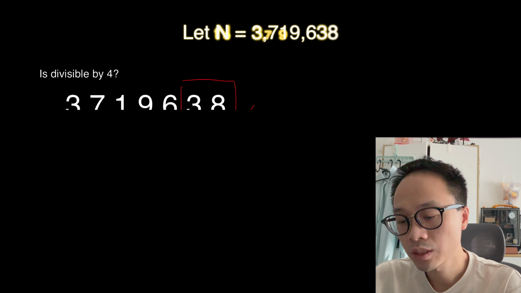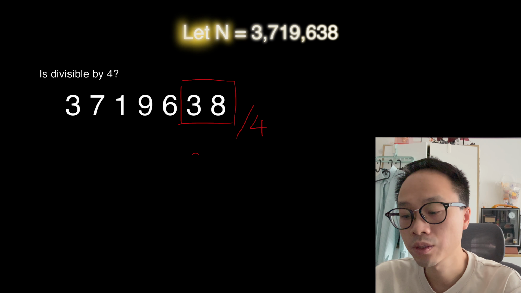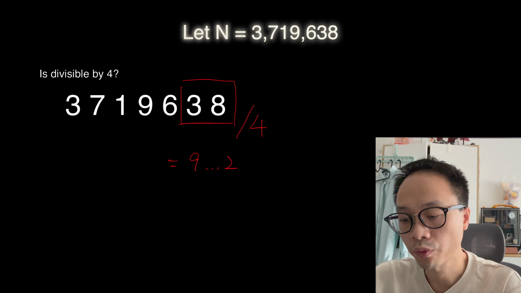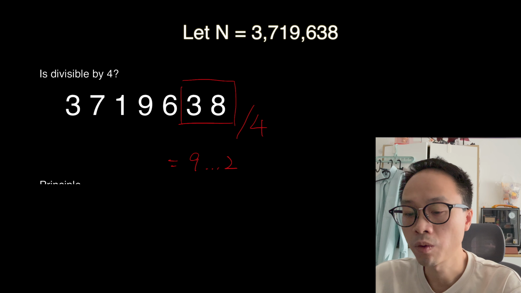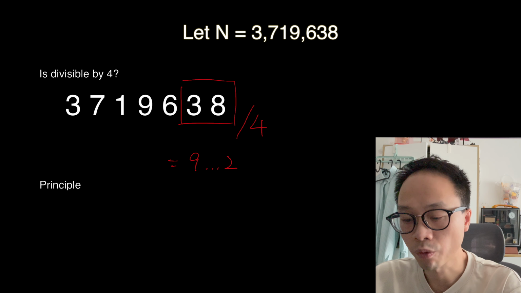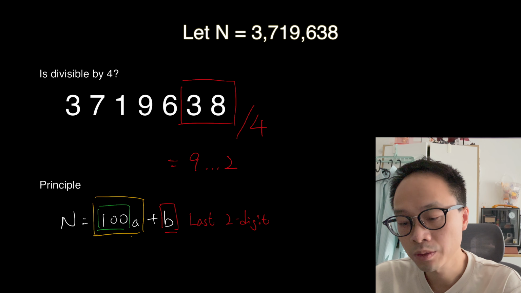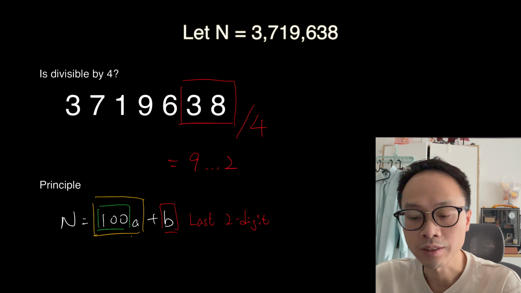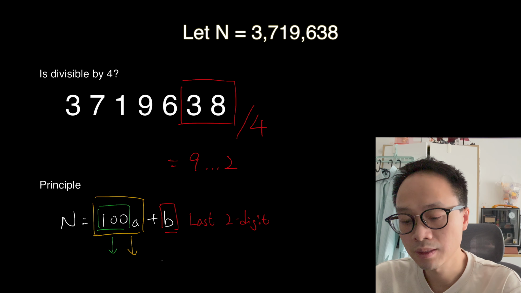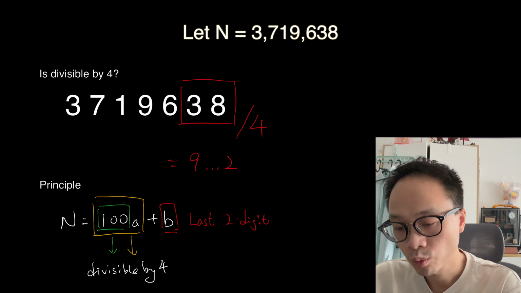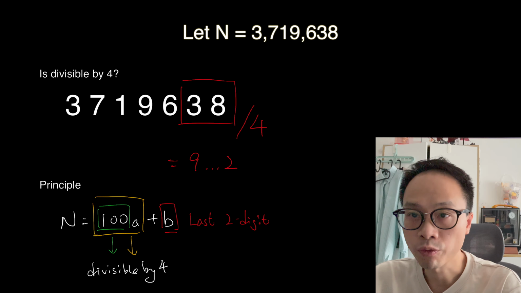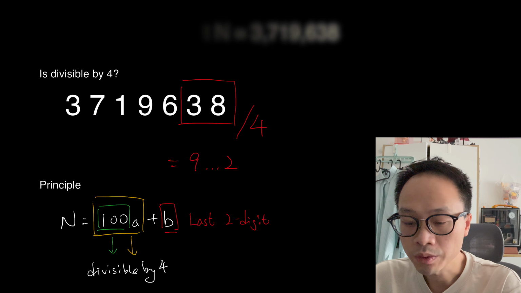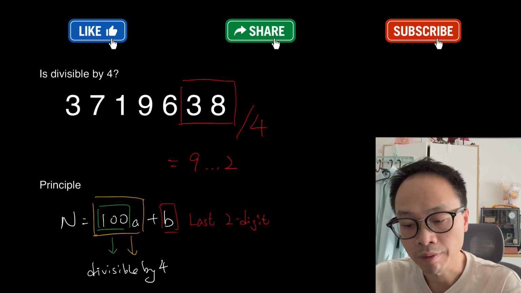Is it divisible by 4? We just need to think about the last 2 digits divided by 4. The remainder is 2, so it's not divisible by 4. The reason is, let's say we reform the number to be 100 times a plus b. b is the last 2 digits and a is the other digits. Since 100 is divisible by 4, therefore 100a is divisible by 4. So if b is also divisible by 4, then n is divisible by 4.